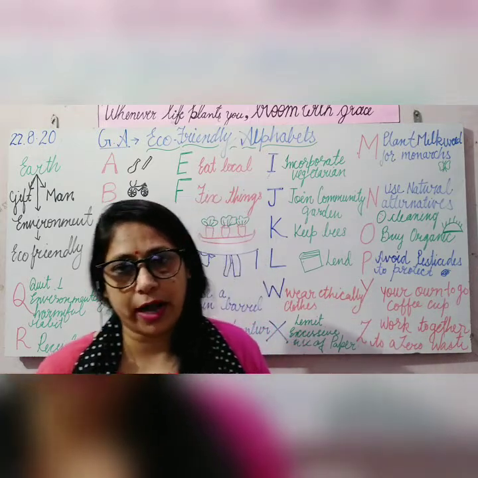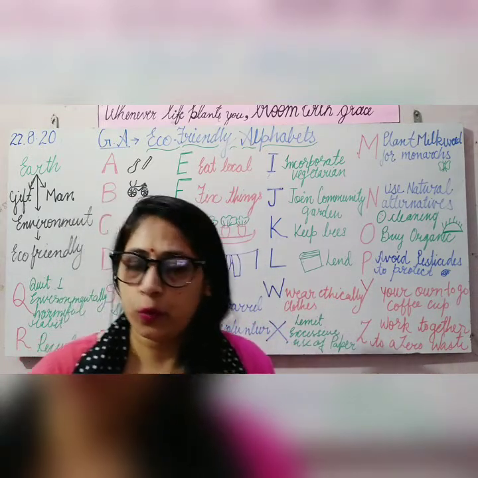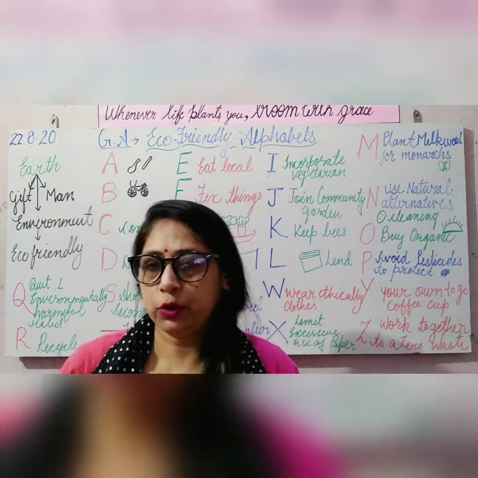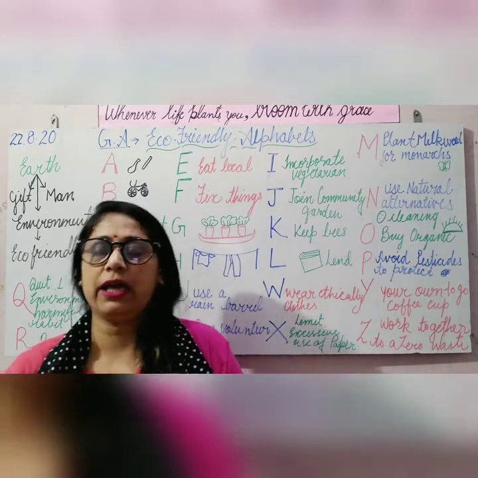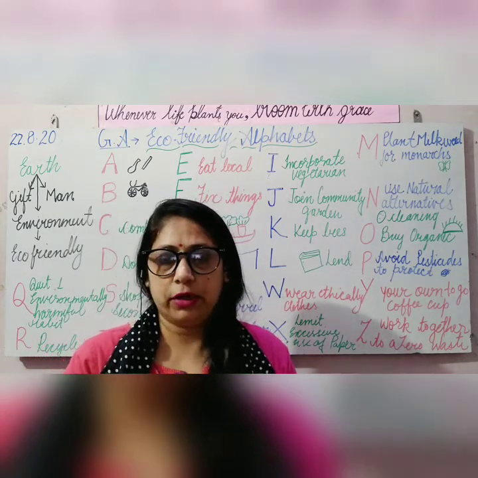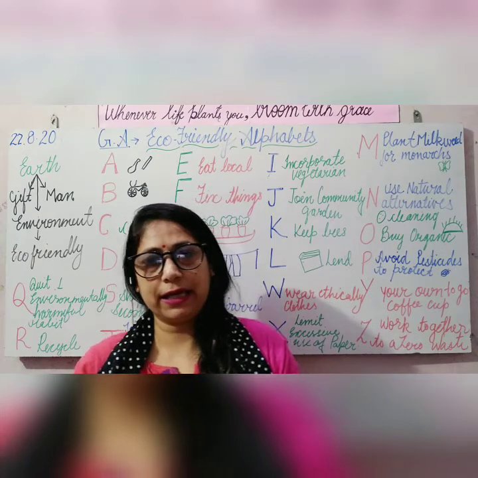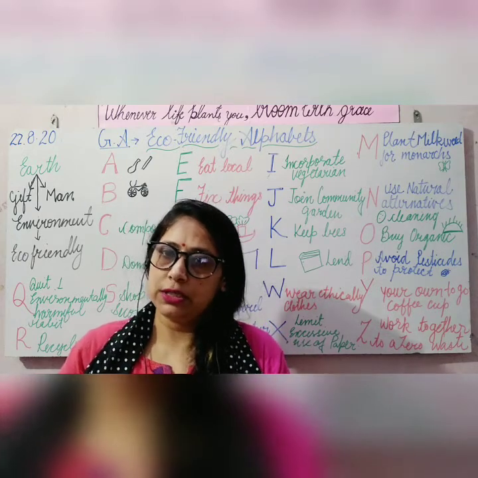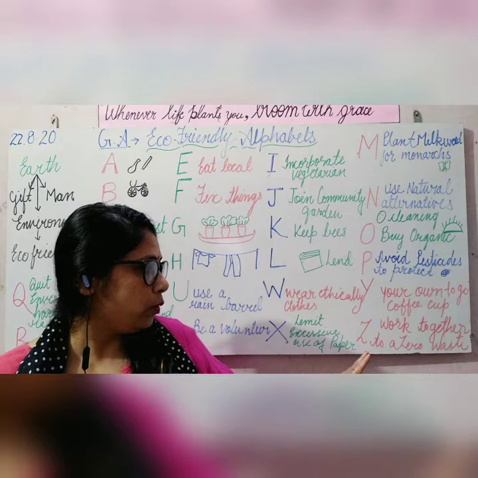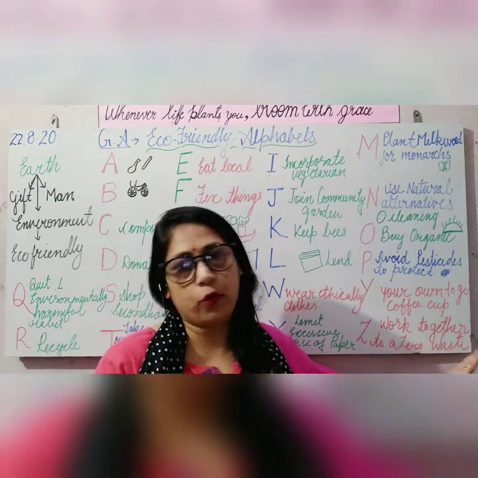And Z for work together to a zero waste. Okay. We should try not to produce waste. And how can we do this? We can do this by refusing, reducing, recycling. Okay. So this is the way to produce zero waste.